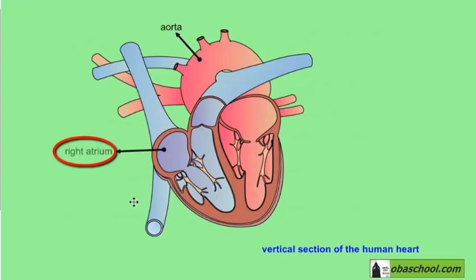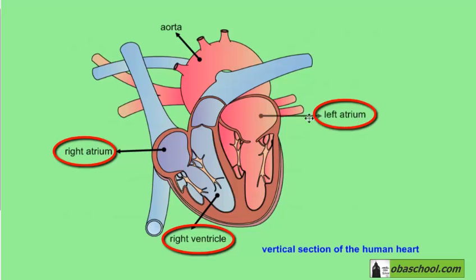This is the right atrium. This is the right ventricle. It is important to notice that these are right and not left, because here the heart is inverted. The heart always points left from downwards. And here we have the left atrium and the left ventricle.